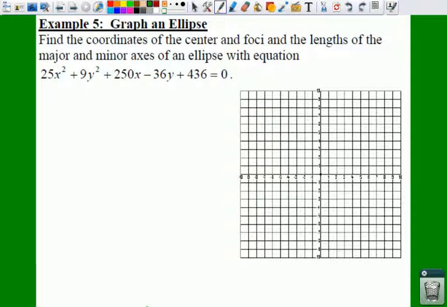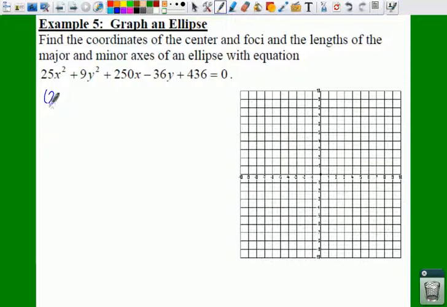Another example here where you need to find the coordinates of the center and foci and lengths of the major and minor axes without your equation being in standard form. So this one, we're going to have to group together your x's and your y's, and we're going to have to complete the square again, which is always a good time.